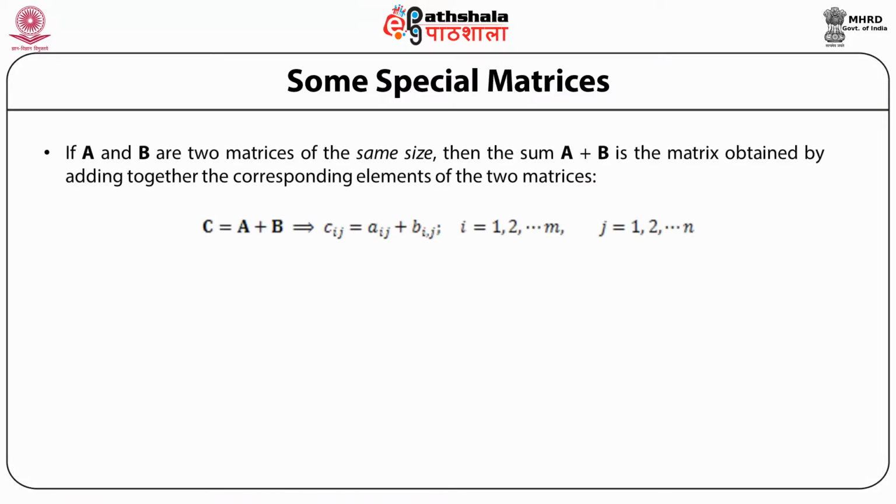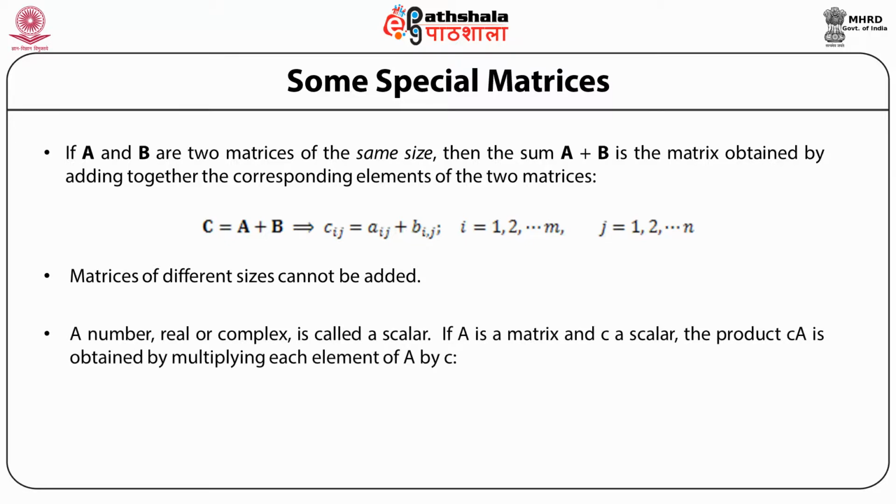If A and B are two matrices of the same size, then the sum A plus B is the matrix obtained by adding together the corresponding elements of the two matrices. That is, C equals A plus B. This implies any element Cij is equal to Aij plus Bij, where i goes from 1 to m and j goes from 1 to n. Matrices of different sizes cannot be added.